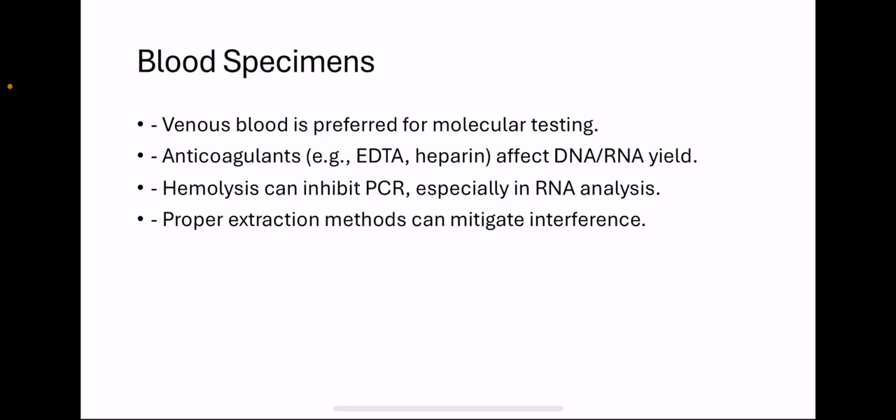when it comes to blood specimens, blood's one of the most commonly used specimens in molecular diagnostics. Venous blood collected by venipuncture is standard. The use of anticoagulants like EDTA or heparin affects the quality of DNA or RNA extracted, which y'all see in y'all's media lab. Hemolysis or red blood cell rupture can introduce free hemoglobin, which inhibits PCR reactions, which can be especially problematic when working with RNA. Special extraction protocols may be needed to reduce this interference.